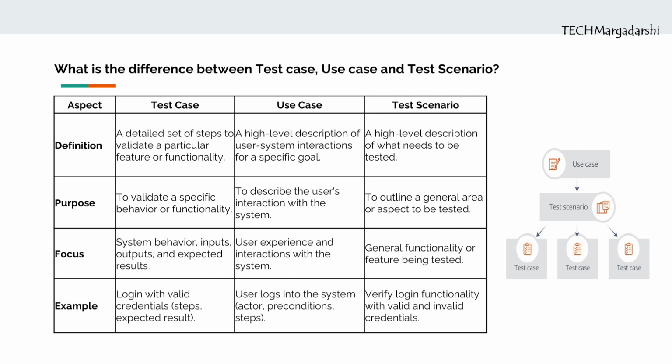Aspect 4, example. A test case example: login with valid credentials, including steps and expected results. A use case example: a user logs into the system, with actor, preconditions, and steps.